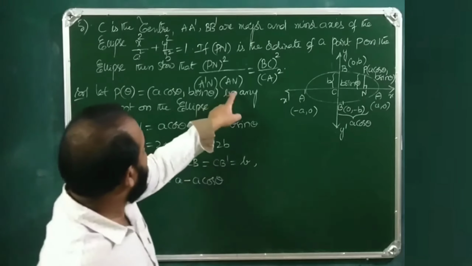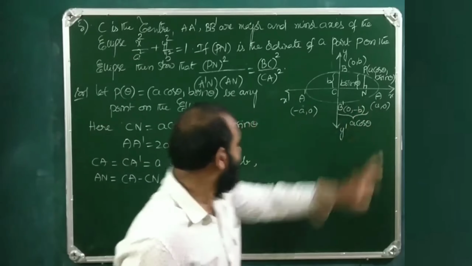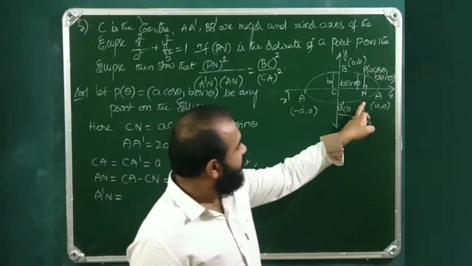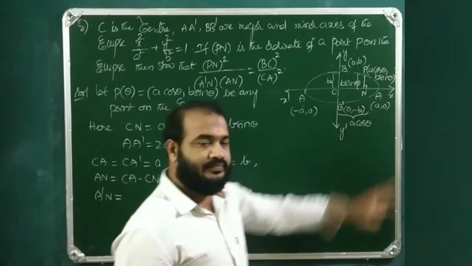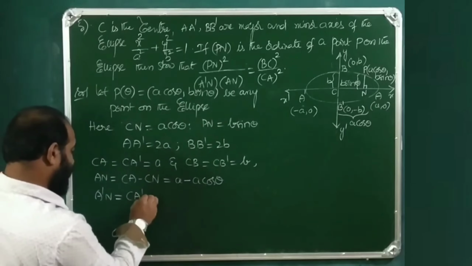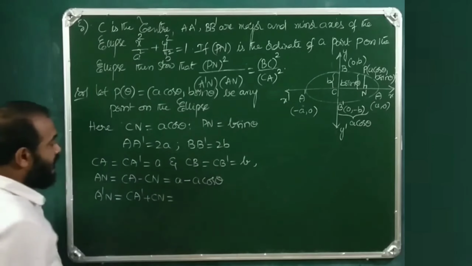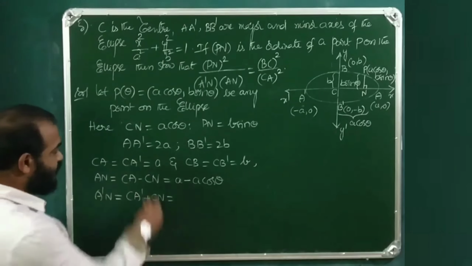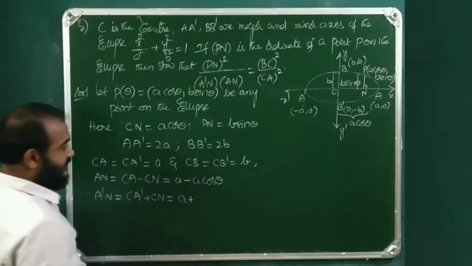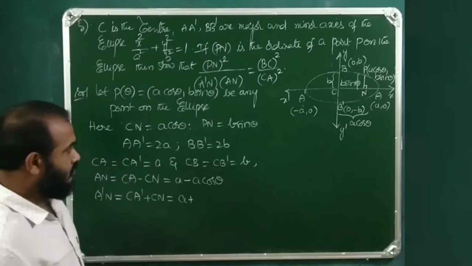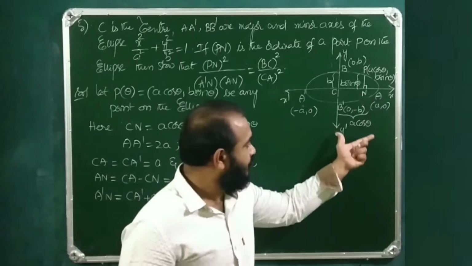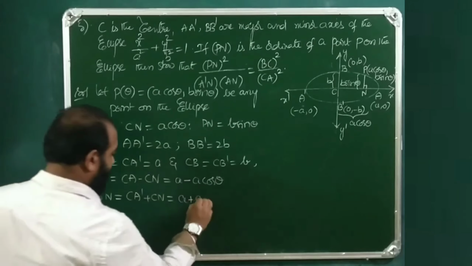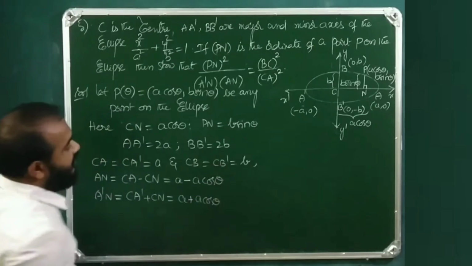Likewise, what is A dash n? So this A dash n is nothing but CA dash plus Cn. CA and CA dash both are A. Therefore, CA dash is equals to A here plus Cn is equals to A cos theta. Therefore, we have everything here.